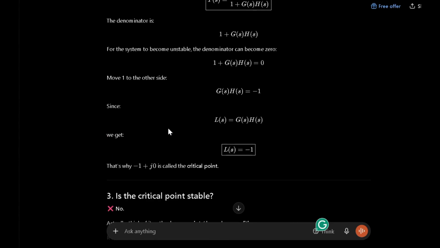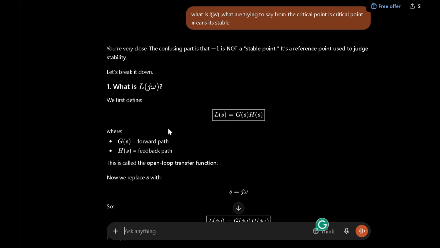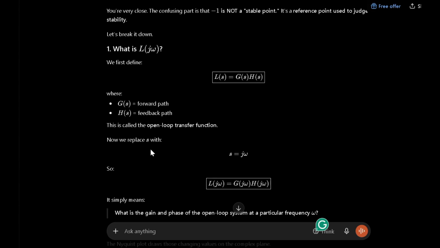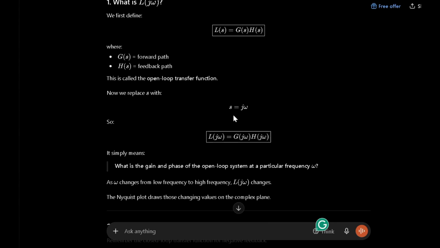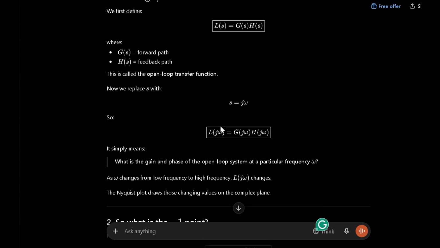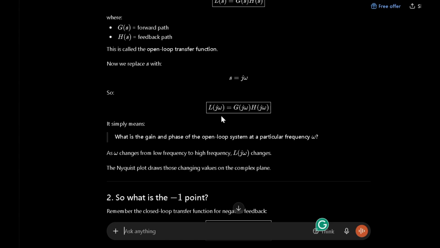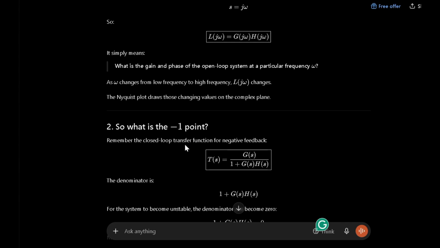The critical point means a danger signal. And L of s equals G of s, the forward path, times H of s, the feedback path. Now we replace s with j omega, so L now depends on frequency, the open-loop system at a particular frequency. Here it is a transfer function equation, and if we replace s, it becomes a frequency equation. From low frequency to high frequency, the values change and trace a curve on the complex plane.